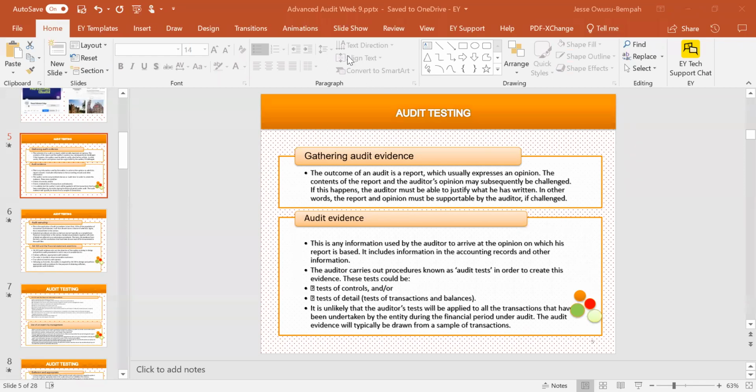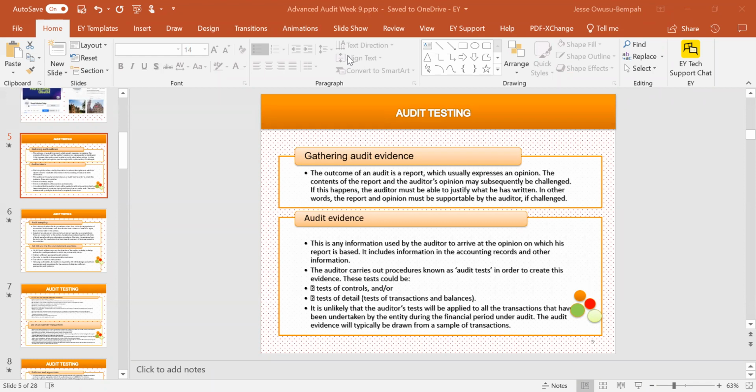Just like when somebody asks you for an opinion on something and you give them your opinion, they'll ask you, okay, why are you saying what you're saying? You need to back it up with some facts. And this could be information in the accounting records or any other information. And the auditor carries out what we call audit tests in order to create this evidence.